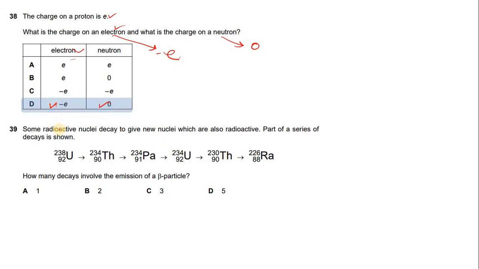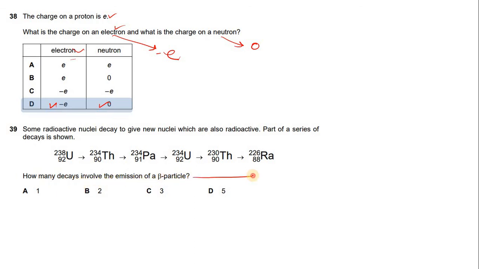Question 39. Some radioactive nuclei decay to give new nuclei which are also radioactive. Part of a series of decays is shown. So uranium decaying into thorium, thorium then protactinium, and then uranium, and then thorium, and then radium. So we have a series of decaying processes. How many decays involve the emission of a beta particle?